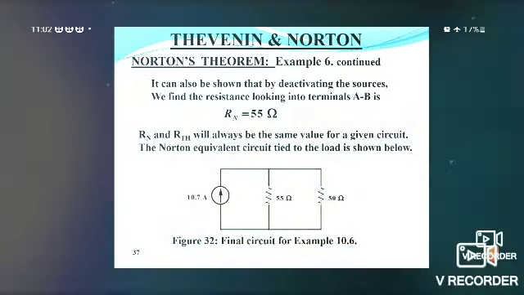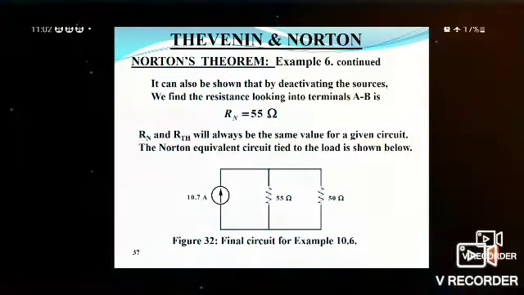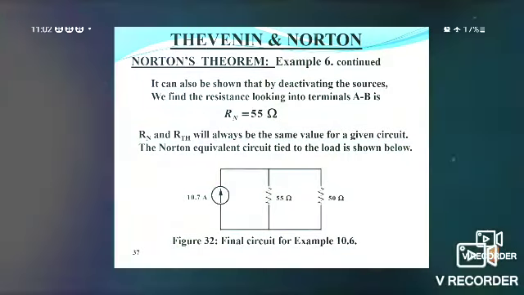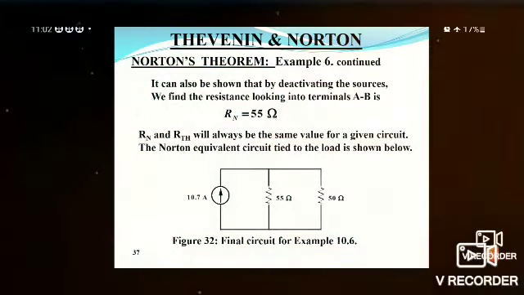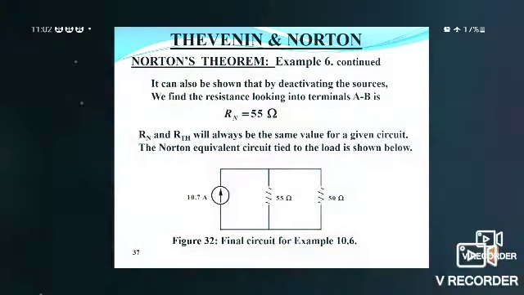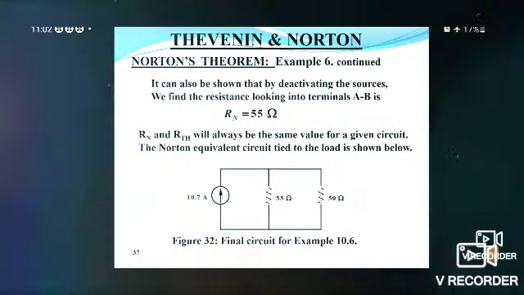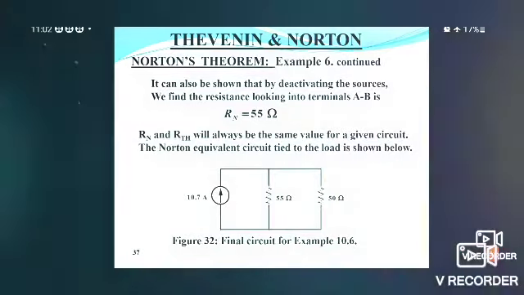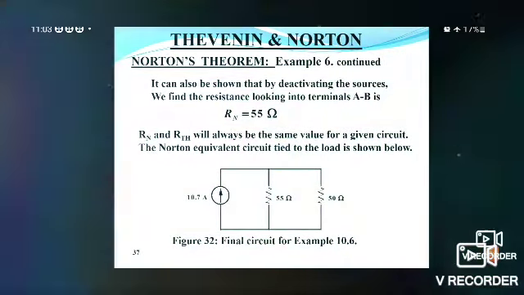It can also be shown that by deactivating the sources, that is we remove the voltage source and short circuit it, and open circuit the current source, and find the looking back resistance. That resistance is known as the Norton resistance, also called the Thevenin resistance. So the Norton resistance is equal to 55 ohm from the back of AB. RN and RTH will always be the same value for a given circuit.